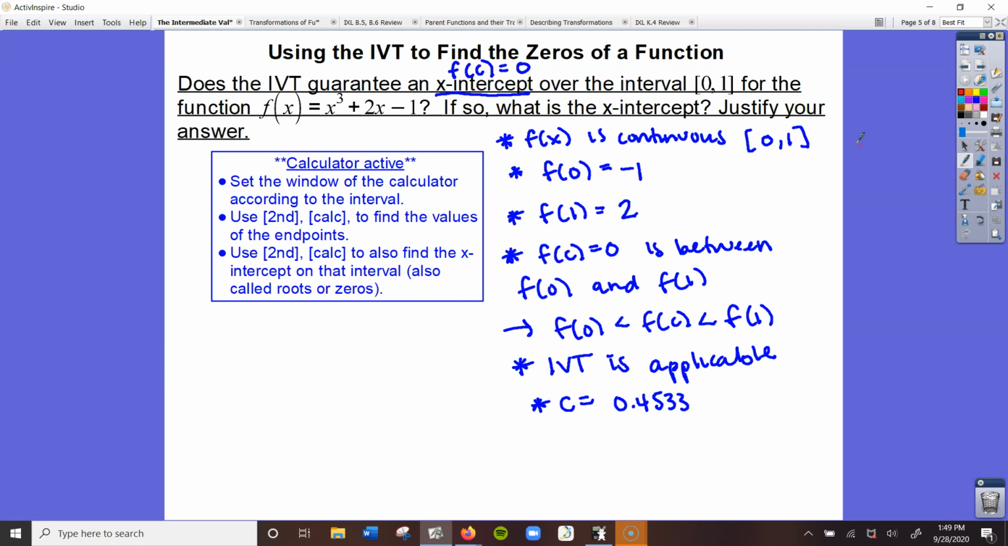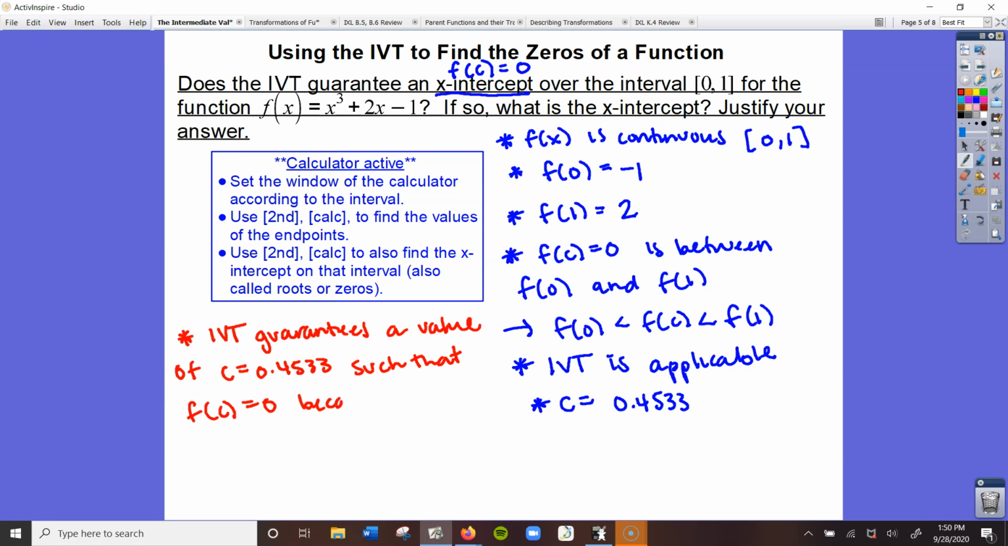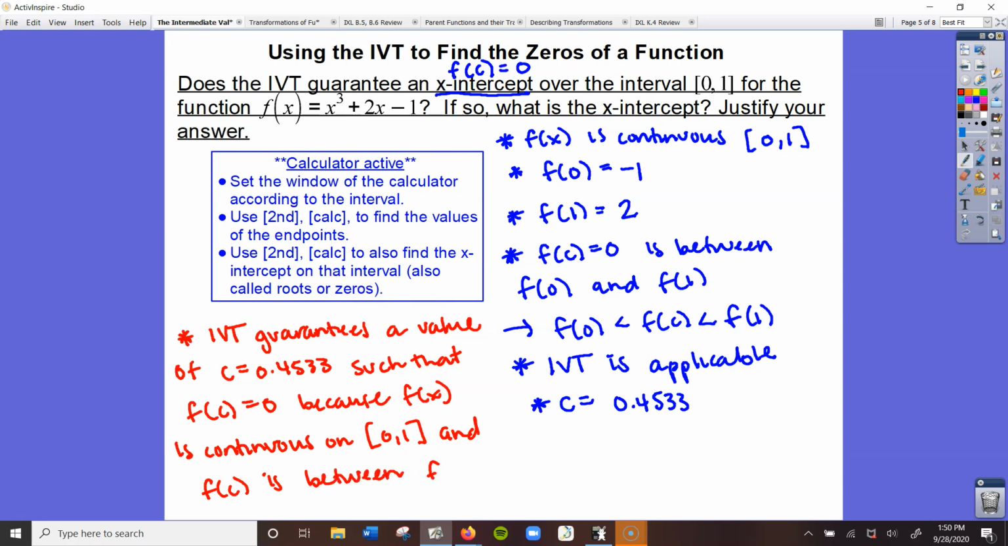But if you did want to write a statement, because, you know, it's better safe than sorry, you can say IVT guarantees a value of C is equal to 0.4533 such that f of C is equal to 0 because f of x is continuous on the interval 0 to 1 and f of C is between f of 0 and f of 1. So whichever way you choose to write your answer is totally acceptable.